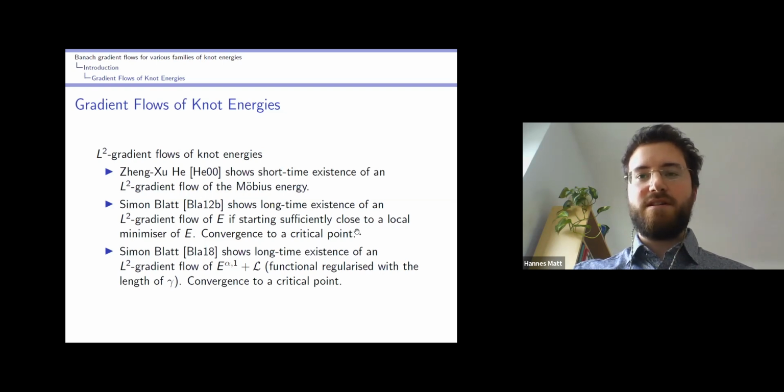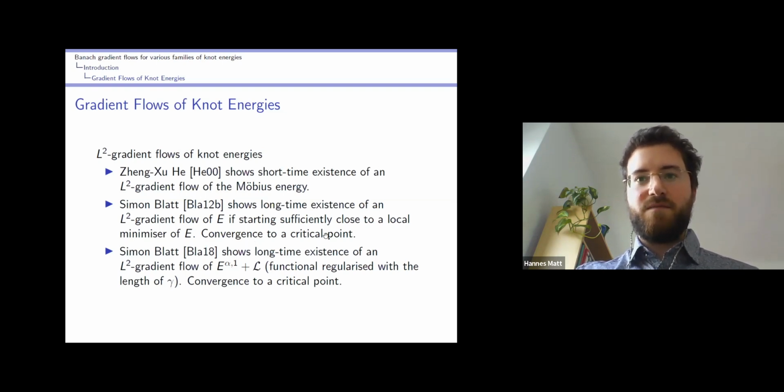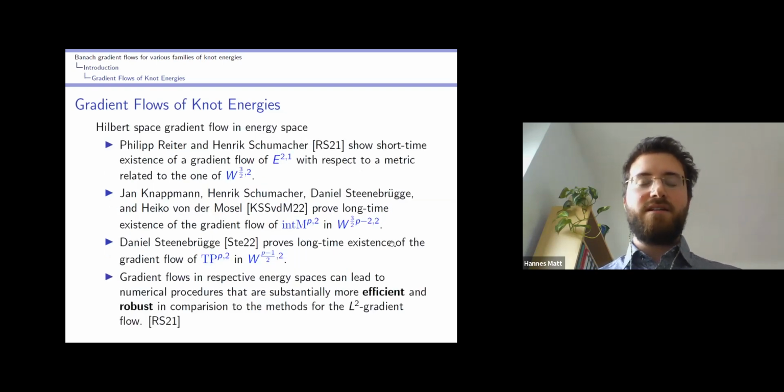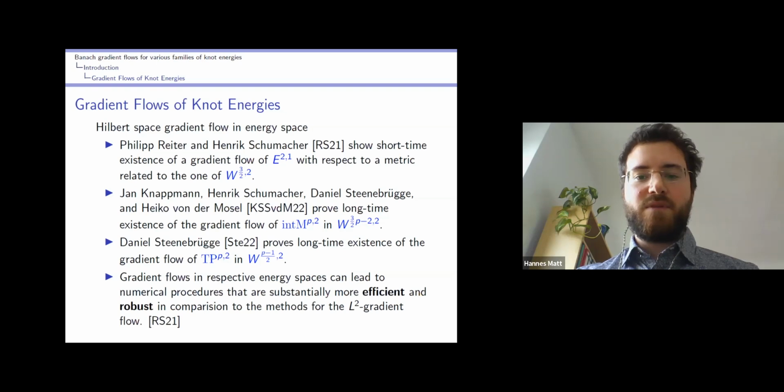He also showed that these gradient flows converge to a critical point. We said long time existence means that the flow exists for all times, and convergence means that in the limit time to infinity, this limit exists, and in these cases, it's a critical point. Then later on, the L2 setting was left, and people were also interested in gradient flows in the respective energy spaces.